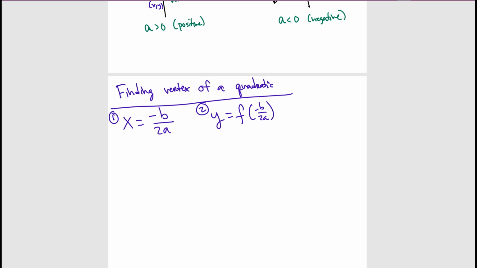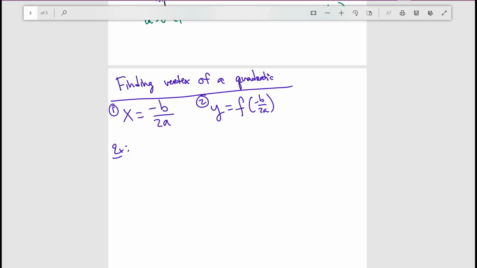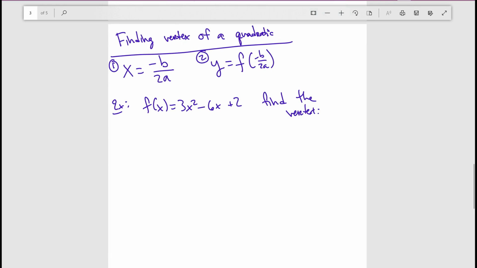You need to find the x value, and you need to find the y value. Okay? So let's give you an example. Okay? So we have f of x is equal to 3x squared minus 6x plus 2. And what we want to do is find the vertex. Okay, so in order to find the vertex, we have these formulas.